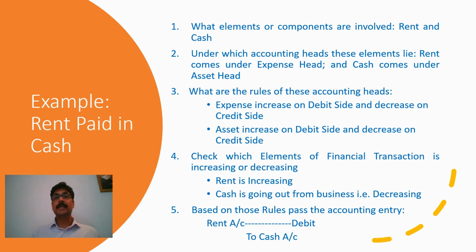Now we first need to analyze what elements this financial transaction is made of. As the transaction says rent paid in cash, we see there are 2 elements involved in it. One is rent, the other is cash. Now, as we know the definitions of the 5 accounting terms or heads, which I explained in the previous slide, we need to categorize under which accounting head these elements come. Once we are able to categorize them, we go for the accounting rules.